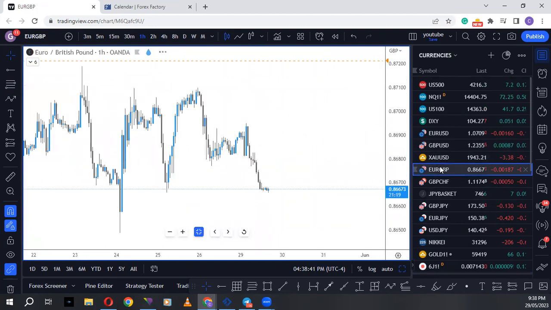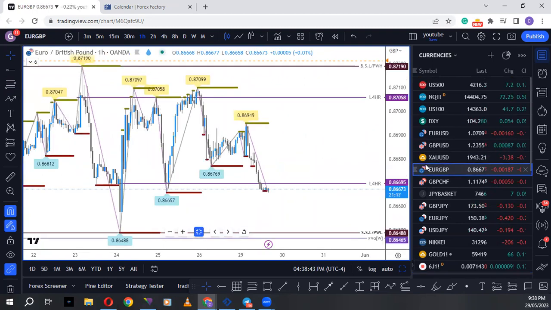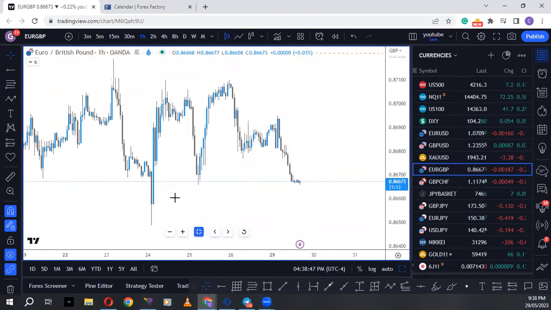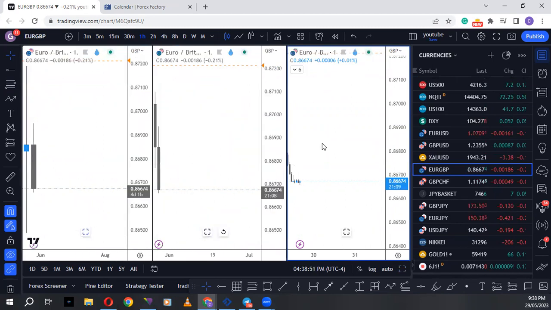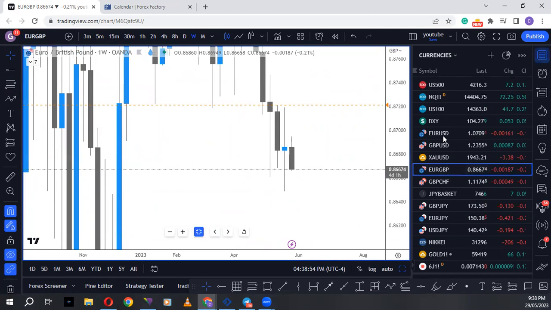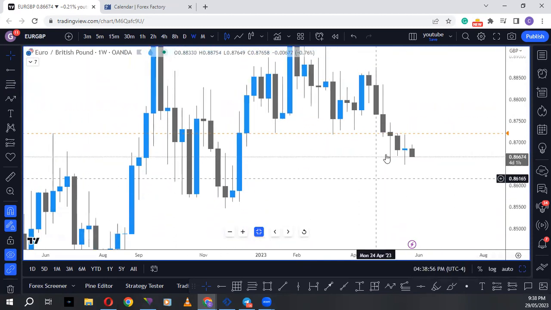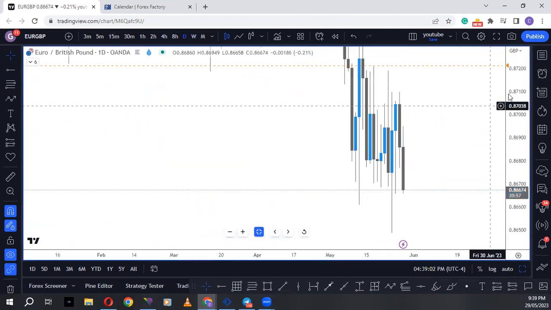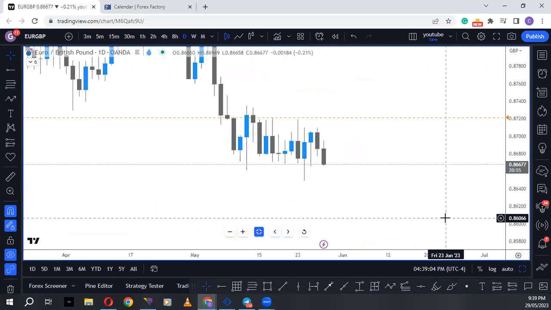The next one we are going to look at is EURGBP. EURGBP is everywhere and nowhere. This pair is basically in a very, very ugly consolidation. As you can see on the weekly, doji candles, doji bodies. And if you look at it on the daily, it becomes very, very clear.